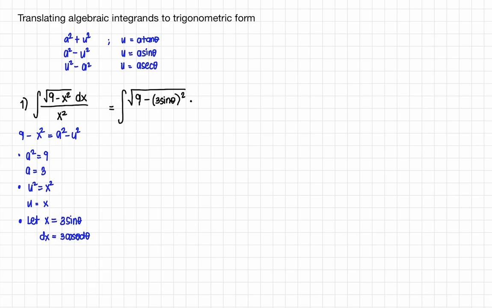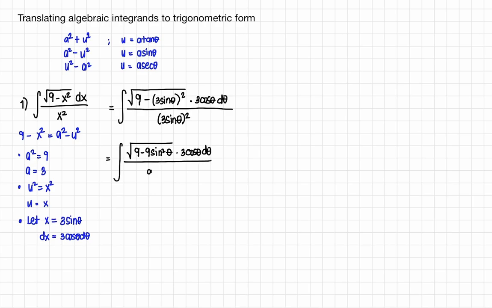So 3 cosine theta d theta over, what is x squared again? That's 3 sine of theta quantity squared. So we now have the integral of the square root of 9 minus 9 sine squared theta, 3 cosine of theta d theta all over 9 sine squared of theta. We can cancel the 3, so 3 is left in the denominator.